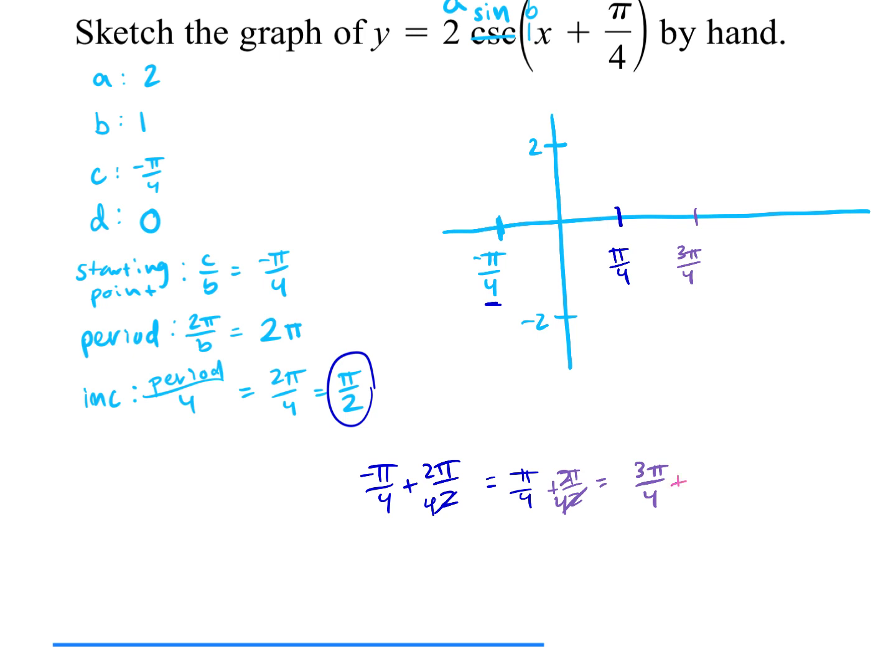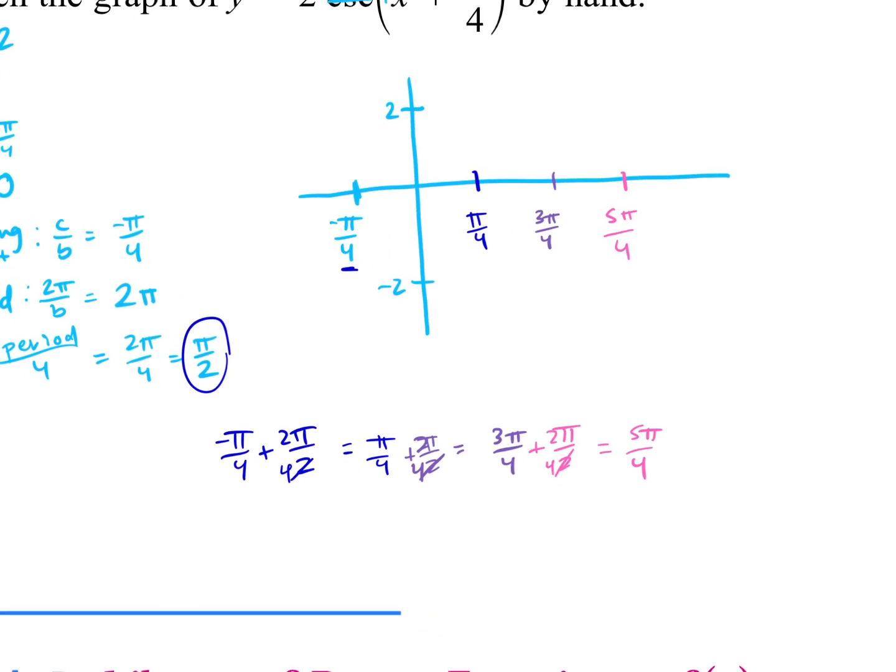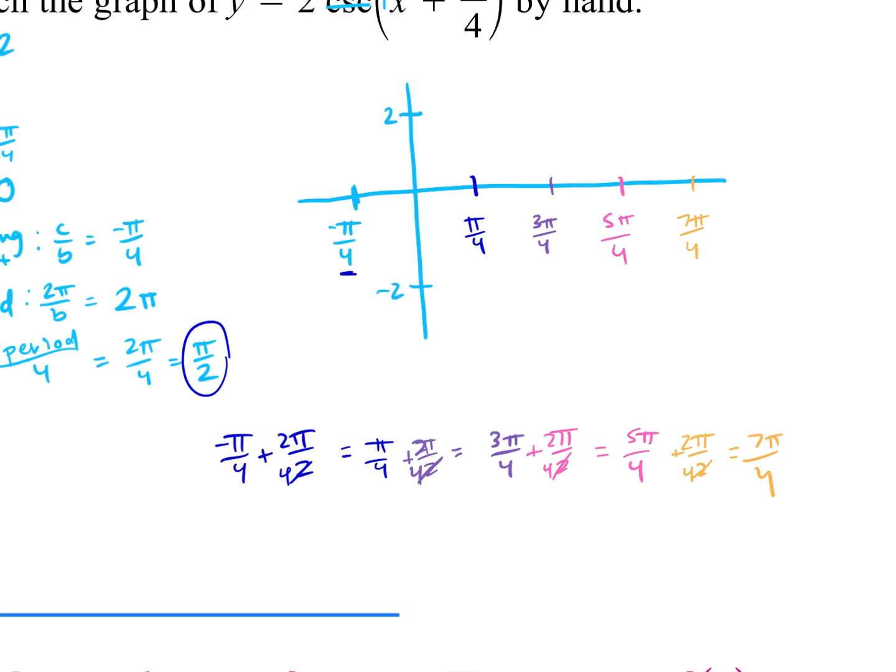To find the next increment, I add another pi over 2. So this would be 5 pi over 4. And let's find the fourth increment, I add another pi over 2. So this would be 7 pi over 4. You just keep adding the increment each time to find your tick marks.